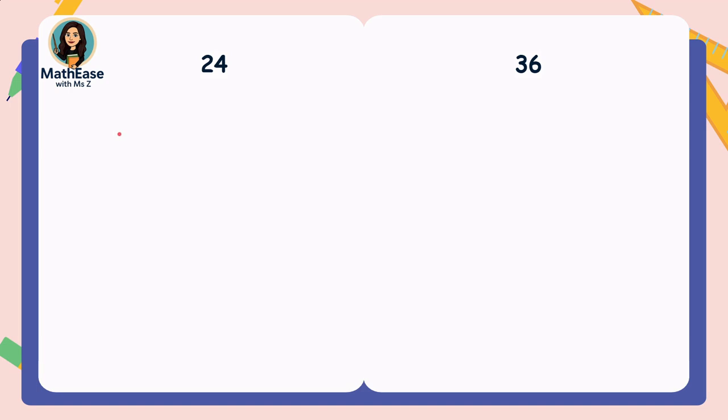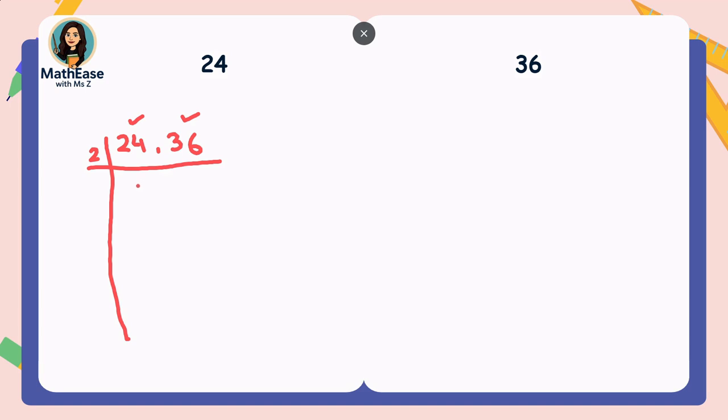So the first step is to write 24 and 36 side by side and a comma in between them. Make the same lines we did for prime factorization. So start dividing with the smallest prime numbers that can divide both the number 24 and 36. Since 24 and 36 are both even, we can divide them by 2. So let's do that. 24 divided by 2 is 12, and 36 divided by 2 is 18.